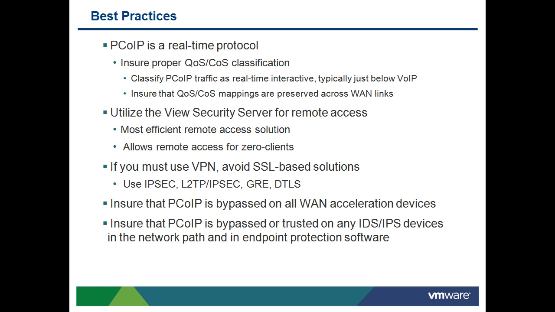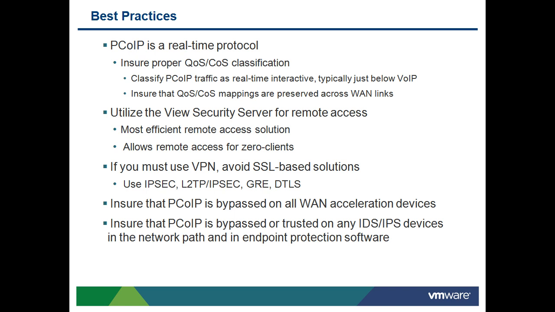PCoIP does not benefit currently from WAN optimization, so you want to bypass it on WAN acceleration devices. It can still pass through the device, but don't have it being actively inspected or accelerated. It's just going to burn CPU time on the WAN accelerator device, and it's going to delay those PCoIP packets. There's really nothing that a WAN accelerator is going to add to the compression that's already there, and the PCoIP payload in each packet is encrypted.